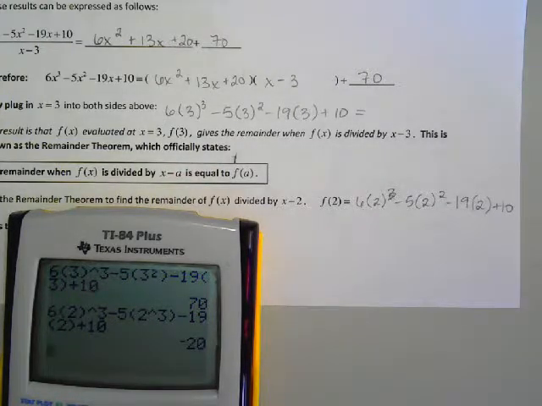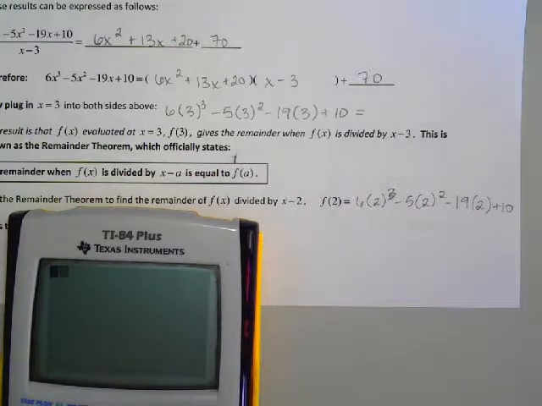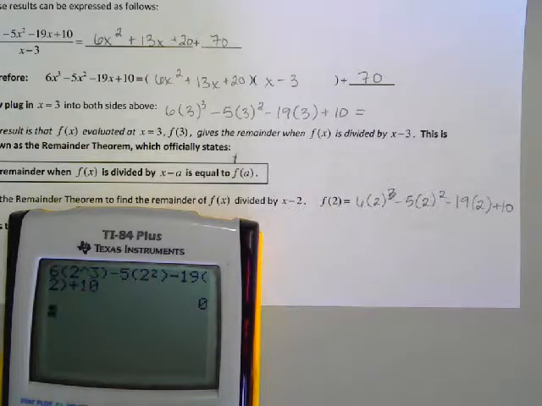Uh-oh. I plugged in something wrong. It was the square. There we go. So we divided by x minus 2 on the front side, and we got no remainder. So if we plug 2 in for x into that polynomial, we again get no remainder.